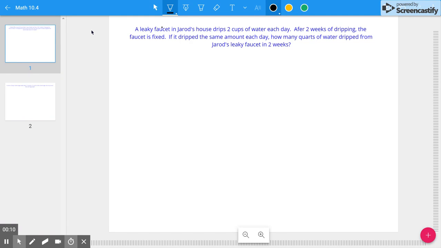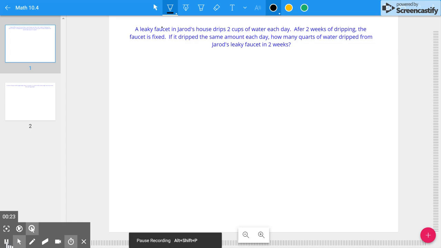Our first problem says a leaky faucet in Jared's house drips 2 cups of water each day. After 2 weeks of dripping, the faucet is fixed. If it dripped the same amount each day, how many quarts of water dripped from Jared's leaky faucet in 2 weeks?